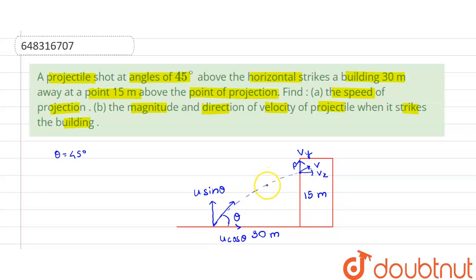Now let u be the initial speed of projection. We can consider that P is the point on the building where the projectile hits it. Taking the point of projection as origin, the coordinates of P will be 30 and 15.